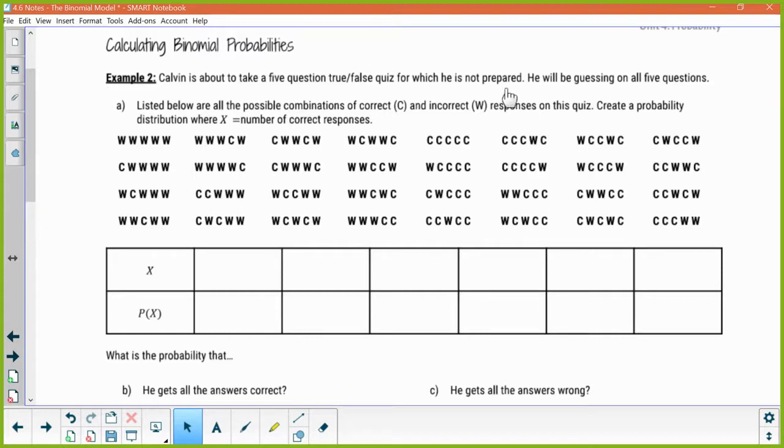So I know that there are 5 questions, and we want to know how many correct responses he could get. So I know the first thing that could happen is he could get none. No correct responses whatsoever on the quiz.